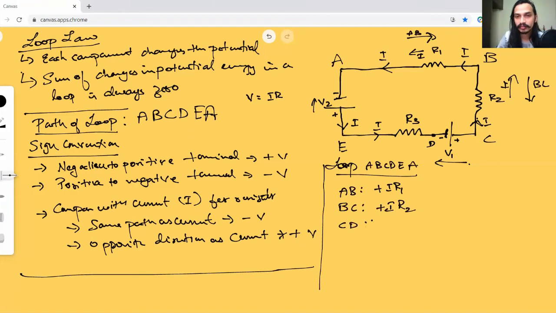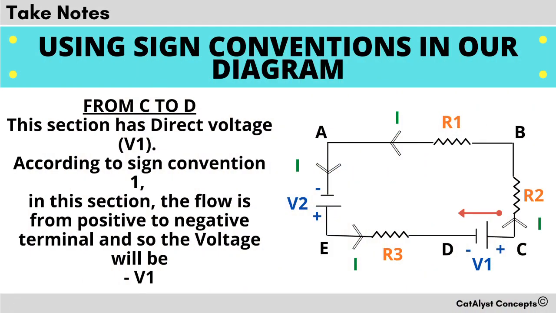Now, what about C to D? We already saw C to D. In C to D, it's just a battery, so we don't care about current. We are moving from positive to negative terminal here, so I will take it as negative of voltage 1.